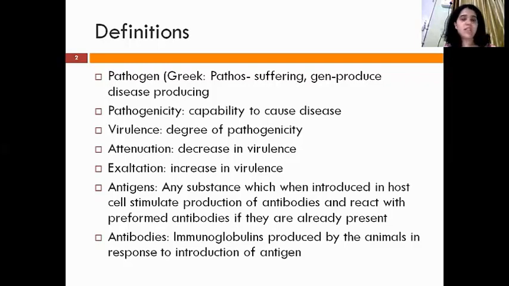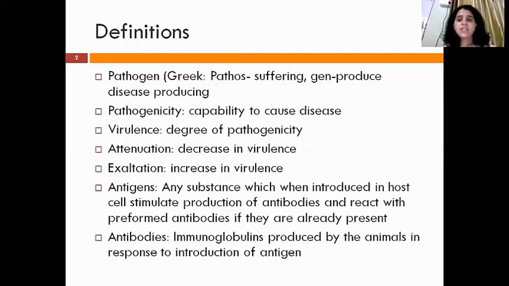First is pathogens. As I've already discussed what pathogens are, pathos here is a Greek word which means suffering, and gen means to produce a disease. So the one producing a disease or suffering is called a pathogen. All the microbes which cause diseases are called pathogens. Pathogenicity is the capability of causing a disease. Virulence, as we have already discussed, is the degree of pathogenicity or the strength of the microbe to produce a disease. Attenuation is decrease in virulence. An example is a vaccine. Exaltation is increase in virulence.